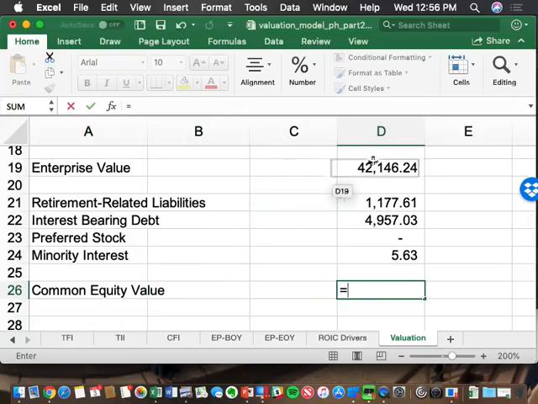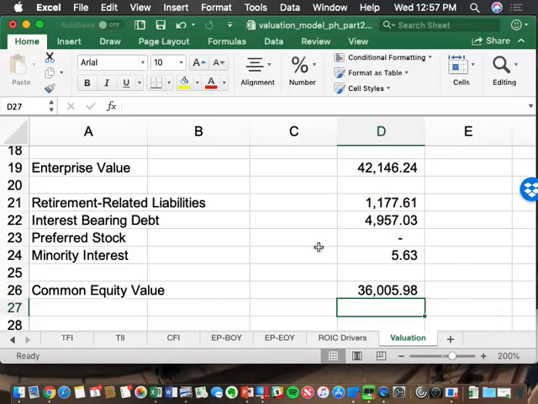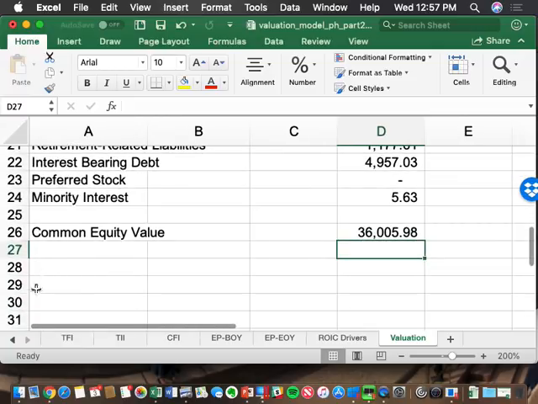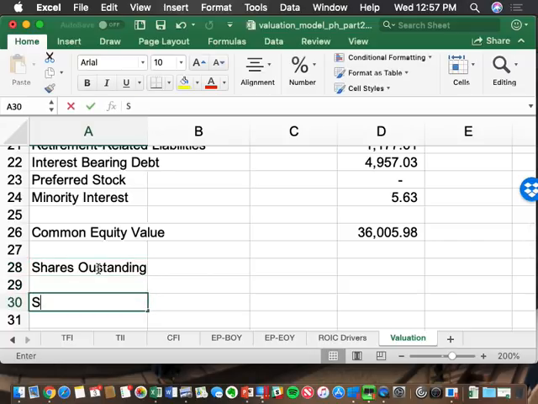So, if I take my enterprise value and I subtract the sum of these 4 items, I basically get a common equity value of approximately 36 billion. So the last 2 items I need are my shares outstanding. Spell that right. I need a share count today, because if I divide that by the shares outstanding, I would basically get a forecasted share price.